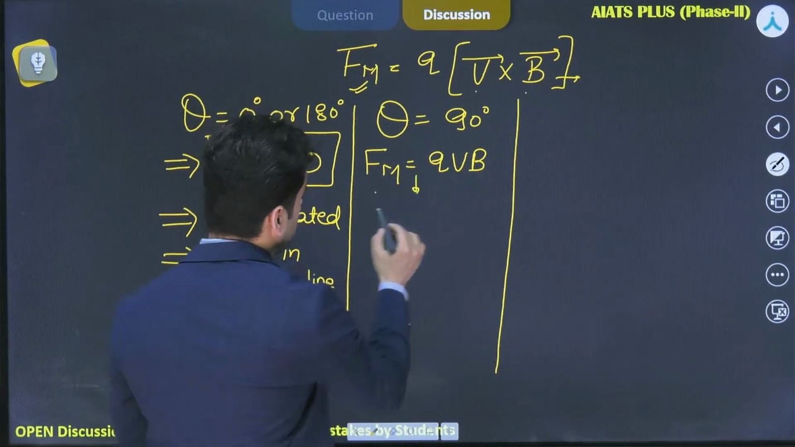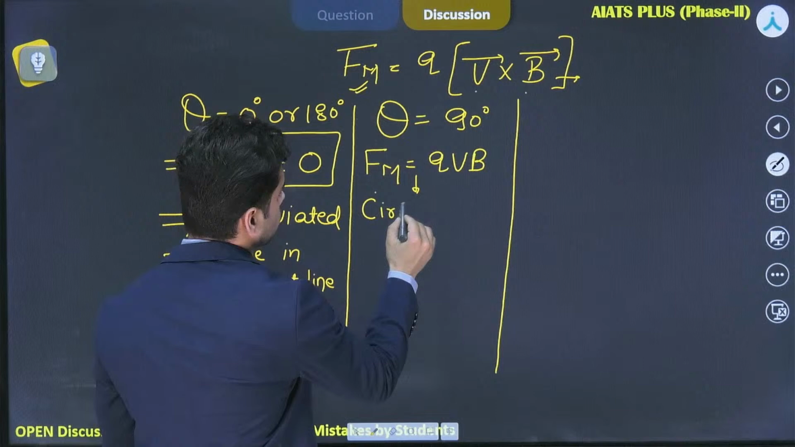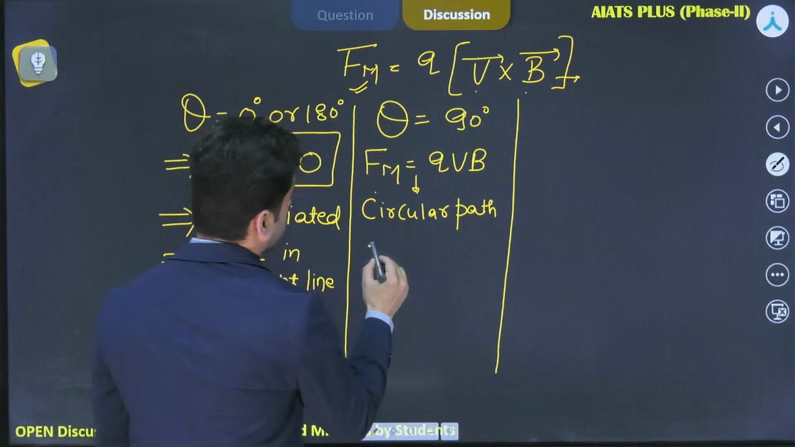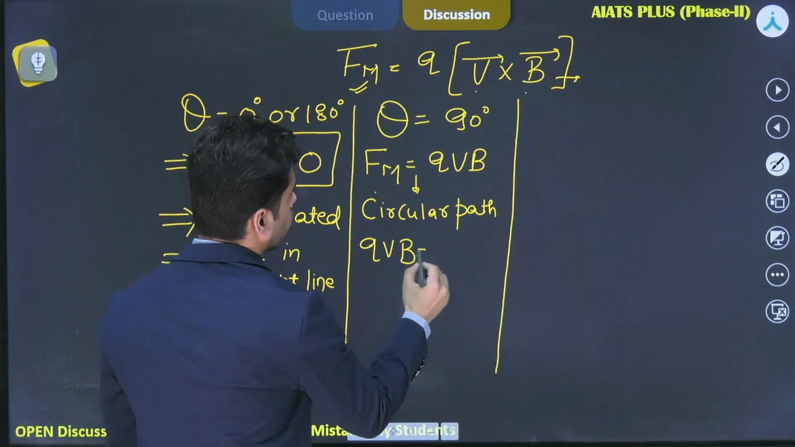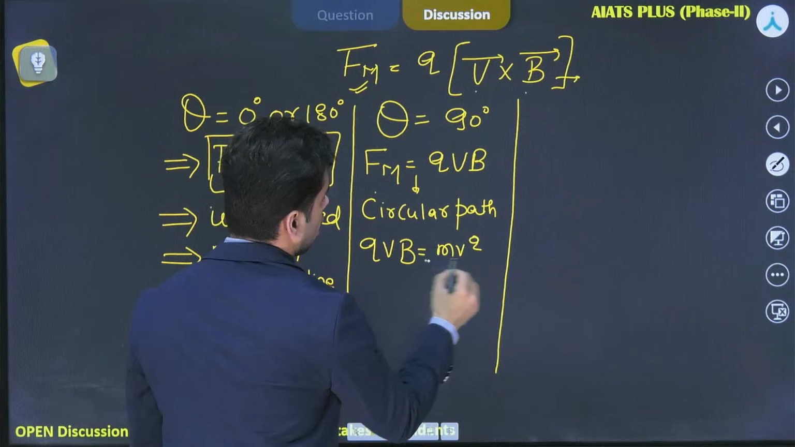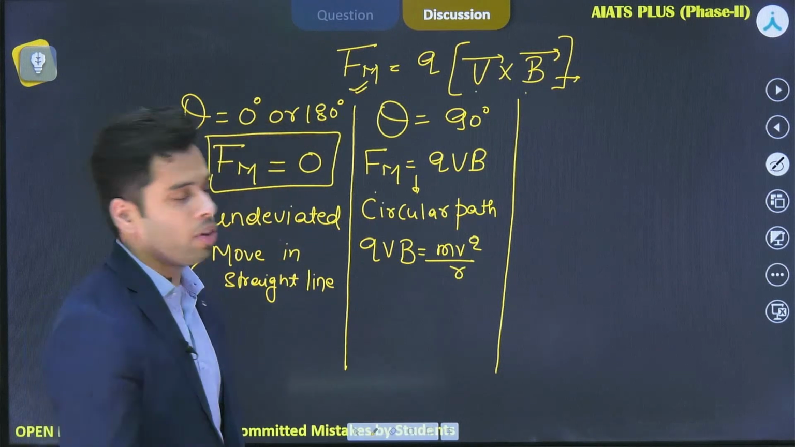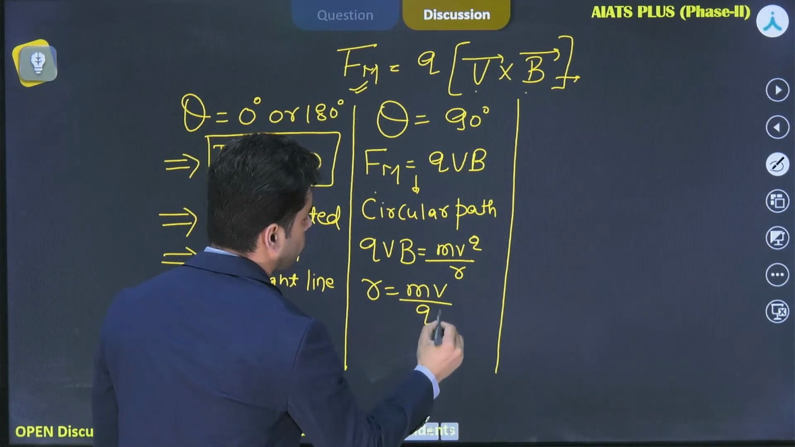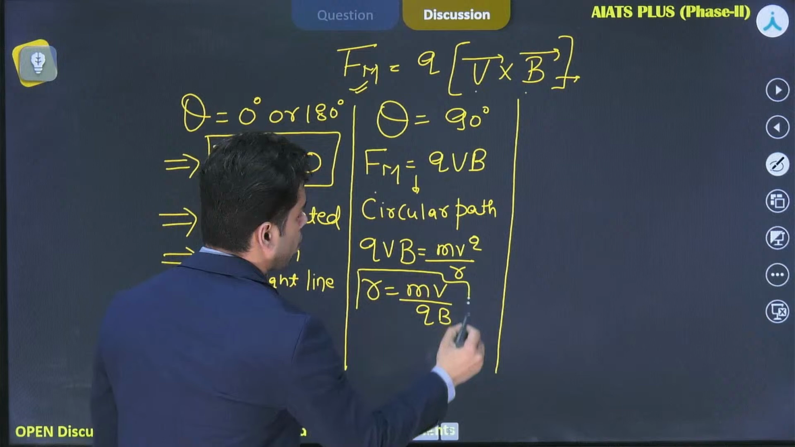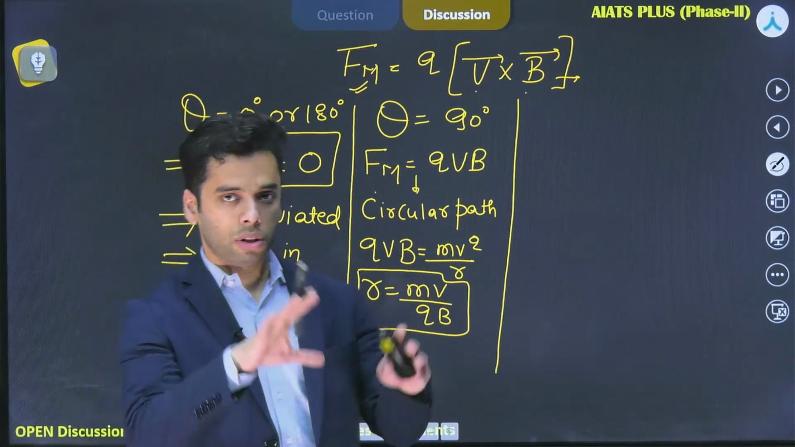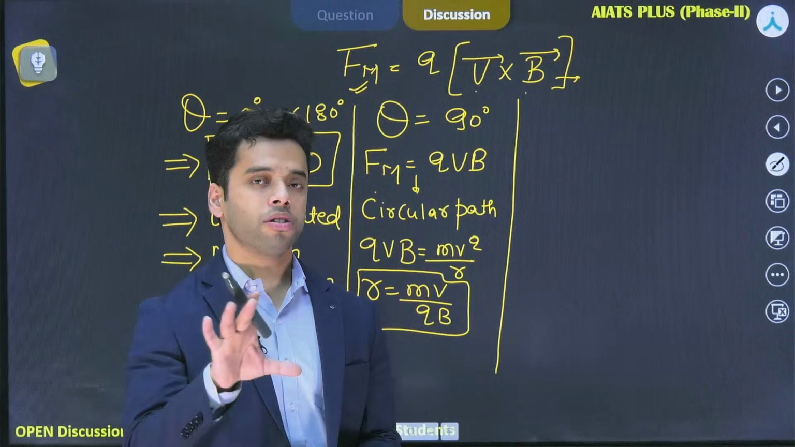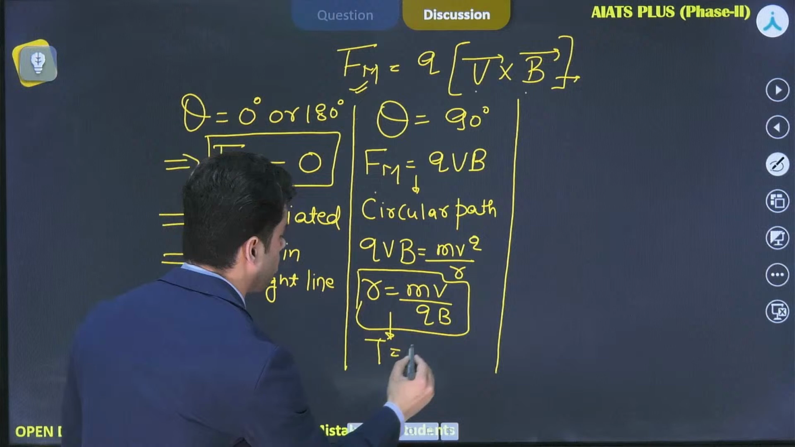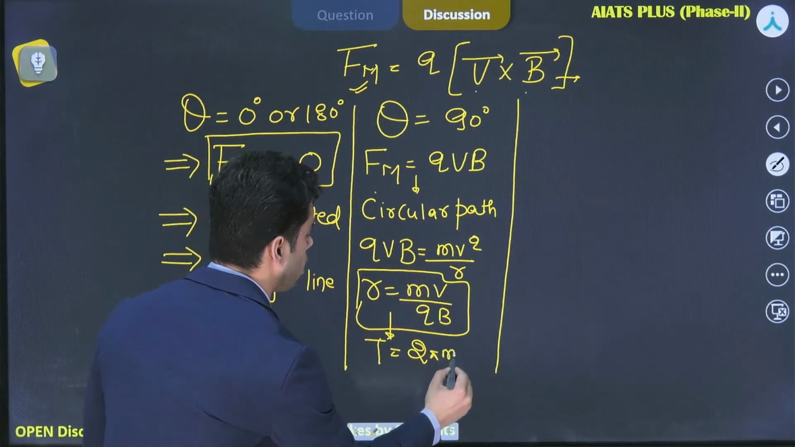So for this part, it will move in a circular path. So I can write that QVB will be equal to mv square by r. And from here, I can calculate the radius of the circular path, which will be equal to mv by qB. So the particle is moving in a circular path with constant speed. With constant speed is the keyword. And for circular path, the time period will be given by 2 pi m by qB.